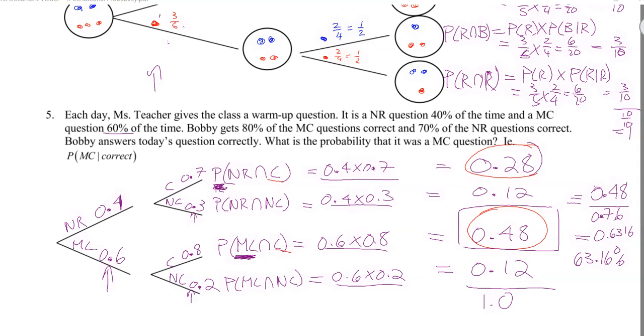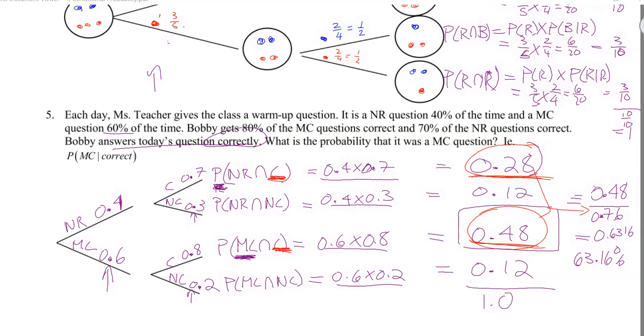So all you do is follow each branch, multiplying each branch out. Numeric response and correct, 0.4 times 0.7. Your next check is, do all of these add to 1? And then you're saying, okay, what's the probability of multiple choice, given that he got it correct? That's these. Given that it's correct, I'm only interested in these two lines. These two lines are the ones where the question is correct. So the chance of getting it correct was 0.76. You add these two together.